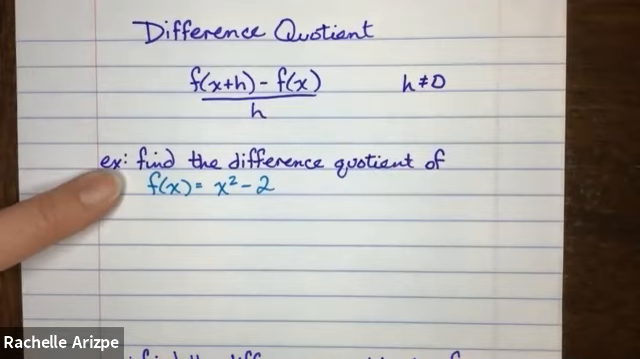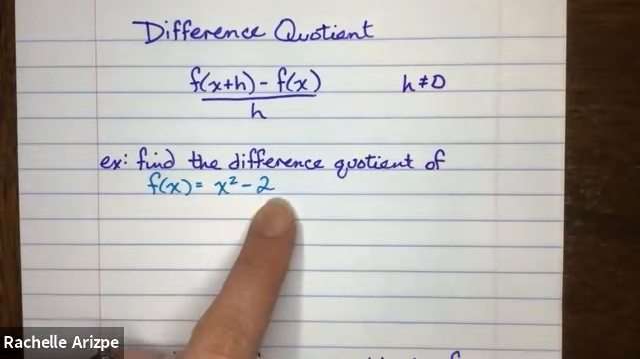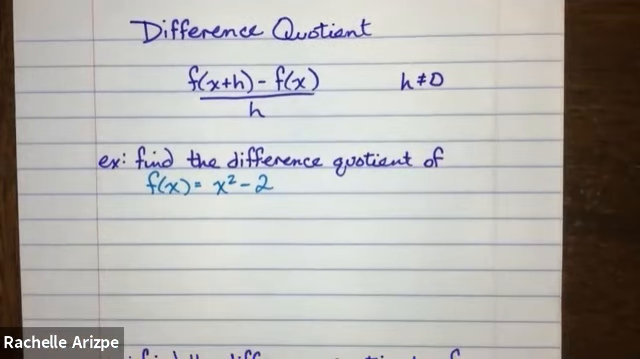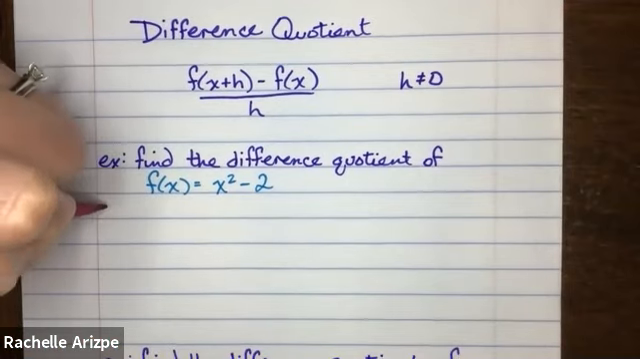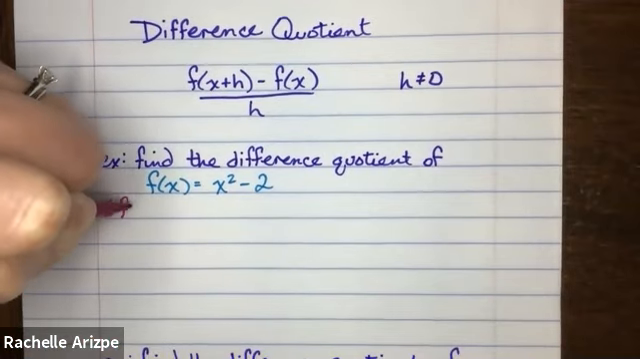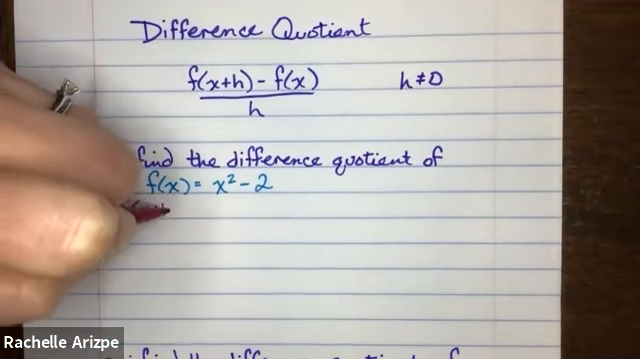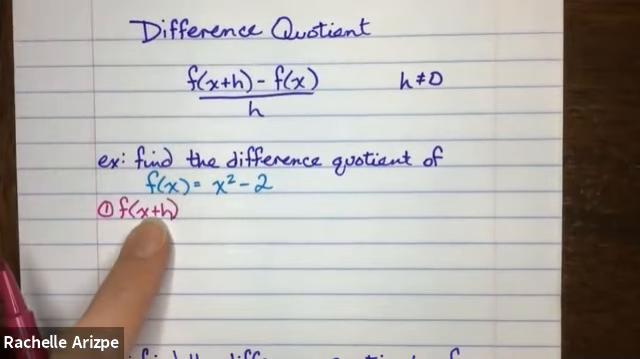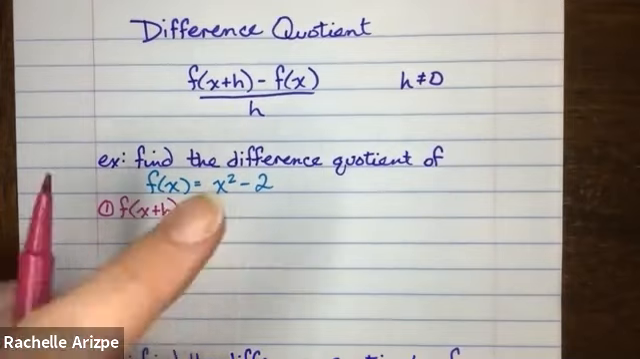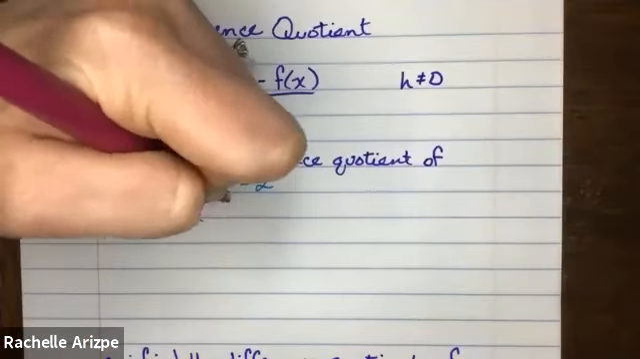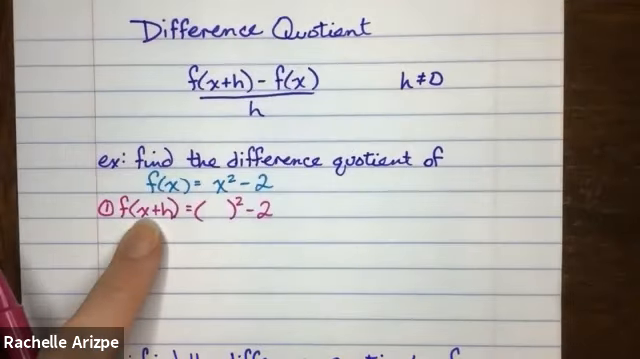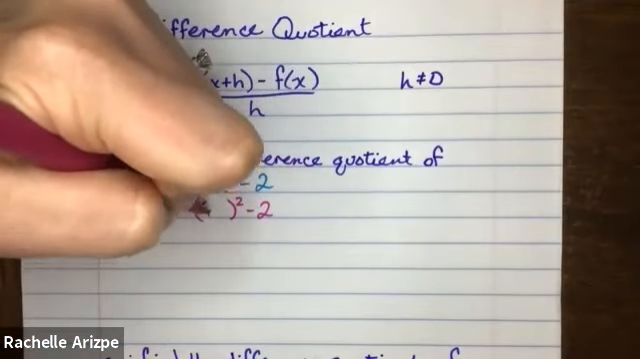First, it says find the difference quotient of this function f of x. Our first step in finding our difference quotient is that we need to find f of x plus h. Well, f of x plus h is what I get when I take f of x and replace that x with x plus h and evaluate.